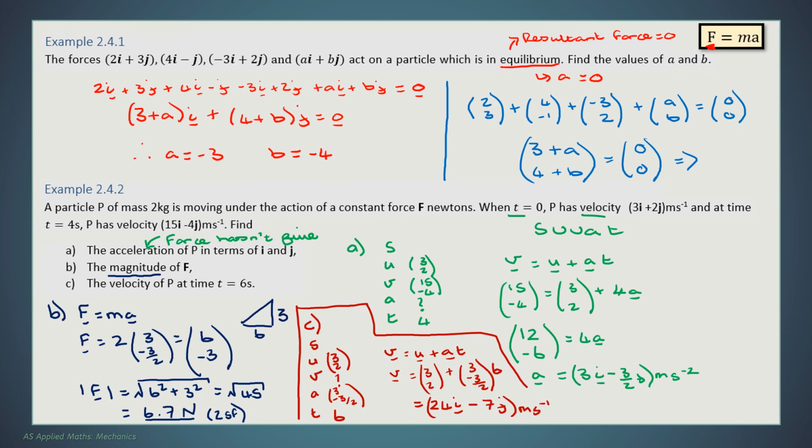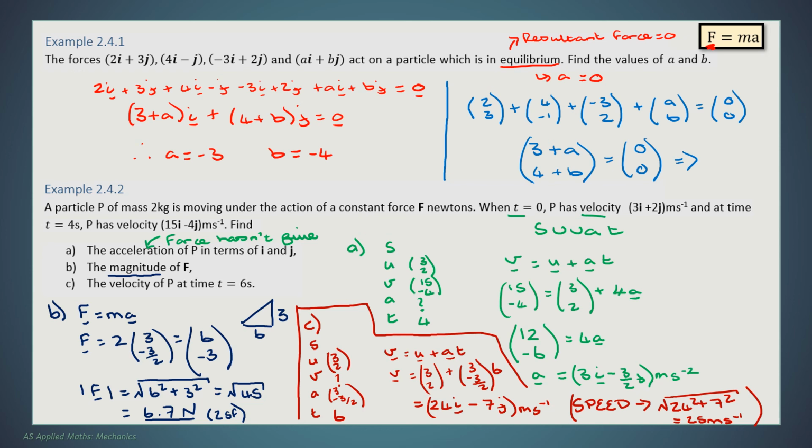As I mentioned, if you were asked for speed, you would do exactly the same working out that I've just done, but then you would have to apply Pythagoras' theorem to that vector, 21i minus 7j. So do 24 squared plus 7 squared, which will give me a speed of 25. We weren't asked for that in this question, but that's just to point out if you were asked for it, that's what it would look like.